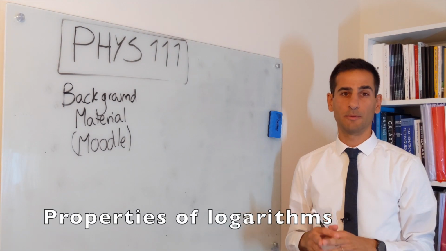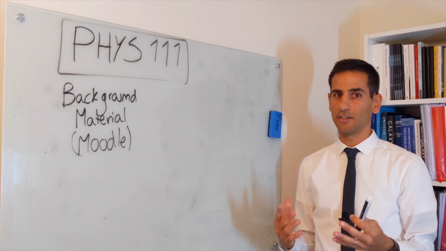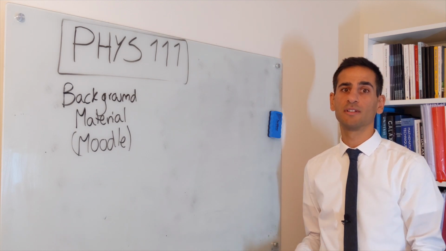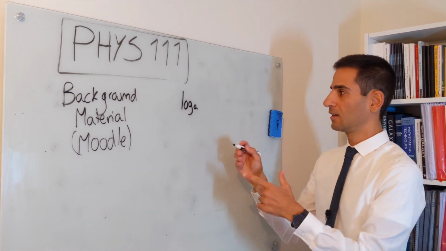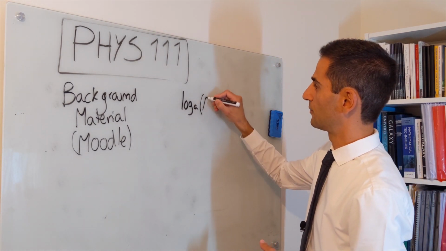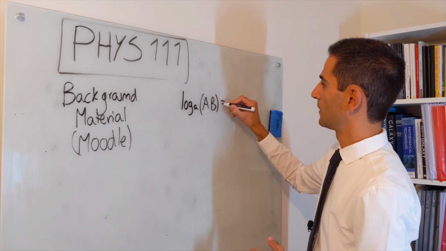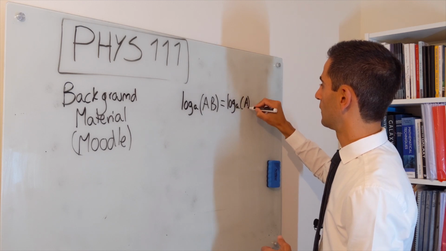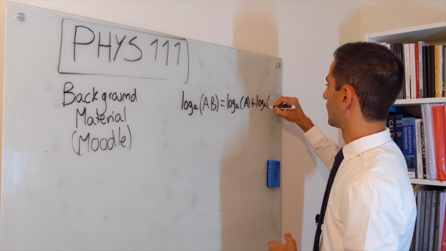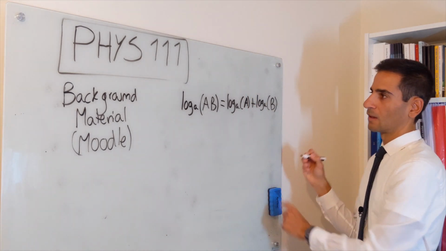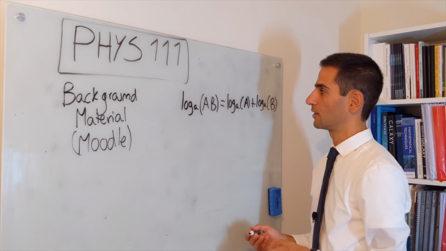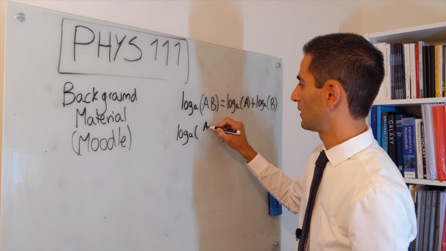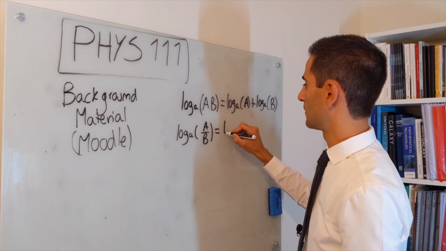There are important properties of logarithms that, if you don't know, you should recap, which have to do with taking the log of a product, the log of a quotient, or the log of a power law. First, the log of a times b is the same as the sum of the logs: log a plus log b. Now, for the quotient the rule is very similar, but with a minus. So log of a over b is the same as the difference.